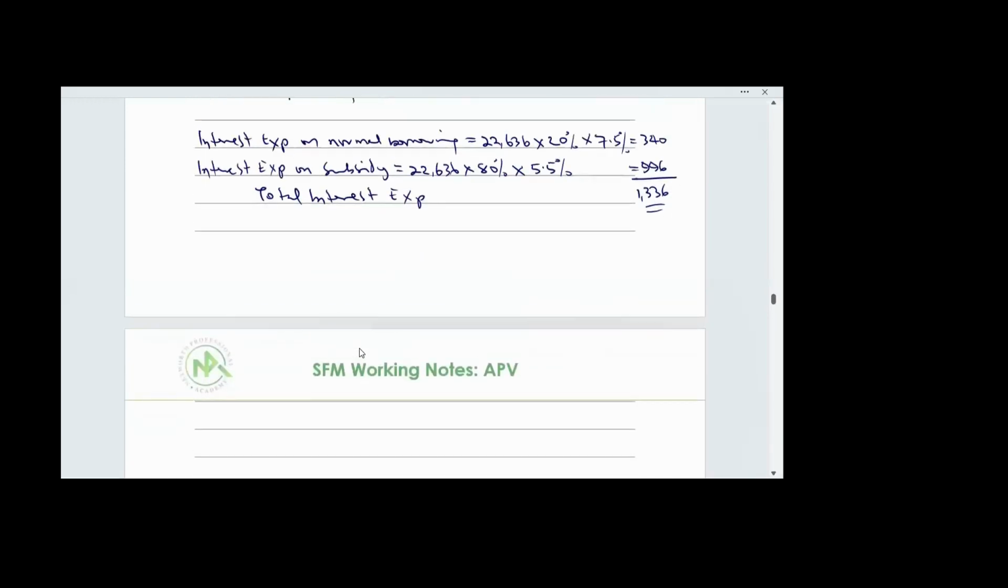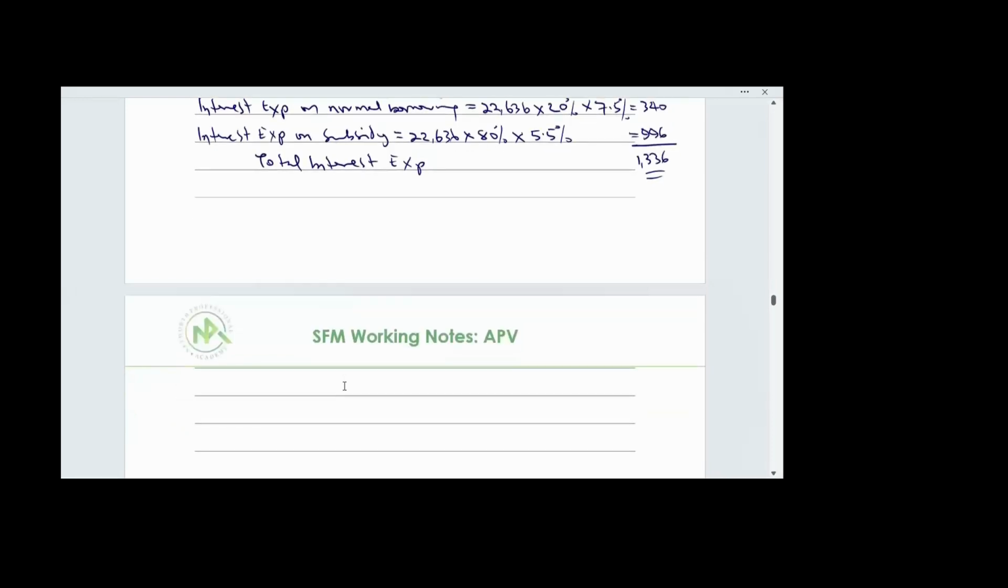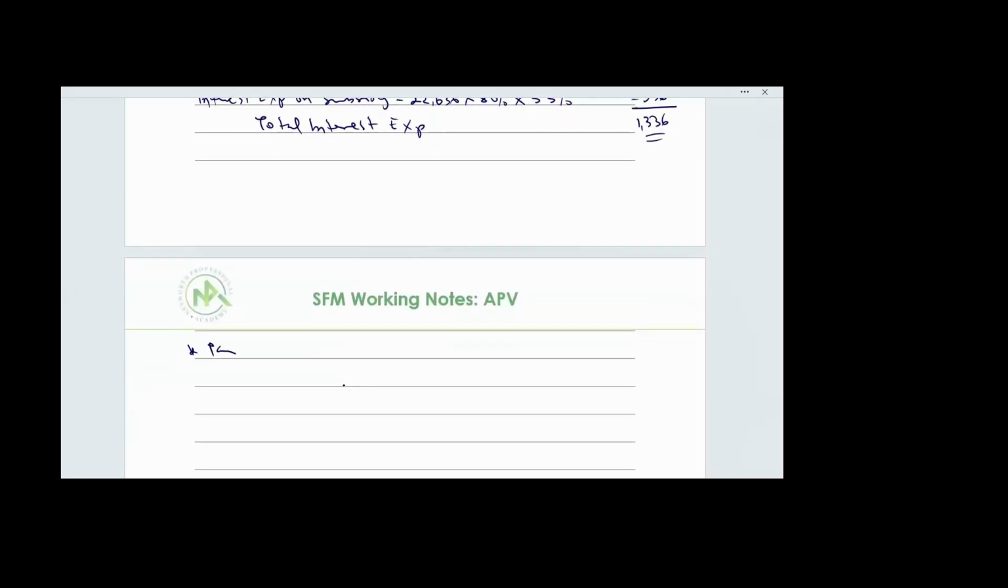I will then move to step 2. Step 2 is to calculate tax saved on interest. To get the tax saved on interest, I would then say total interest multiplied by the company tax rates. Remember, anything that has to do with tax saved, you have to multiply with the company tax rates. Therefore, 1,336 multiplied by 25%. So tax saved is equal to 1,336 multiplied by 0.25, 334. So tax saved is 334.